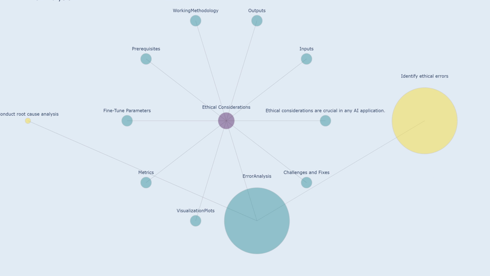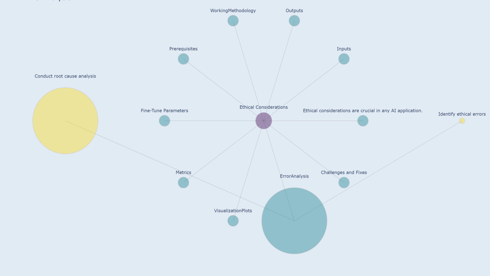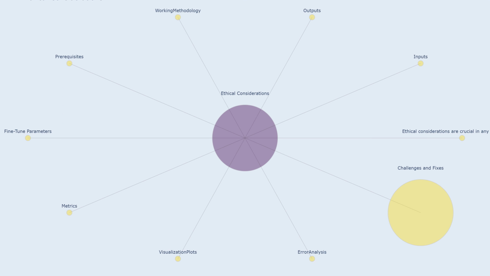Conduct root cause analysis. Root cause analysis in AI involves investigating the underlying causes of ethical errors. This can involve tracing the error back to its source, whether it be in the data, the algorithm, or the deployment process. Root cause analysis helps identify the source of ethical problems and inform solutions to prevent similar errors in the future. Challenges and fixes.